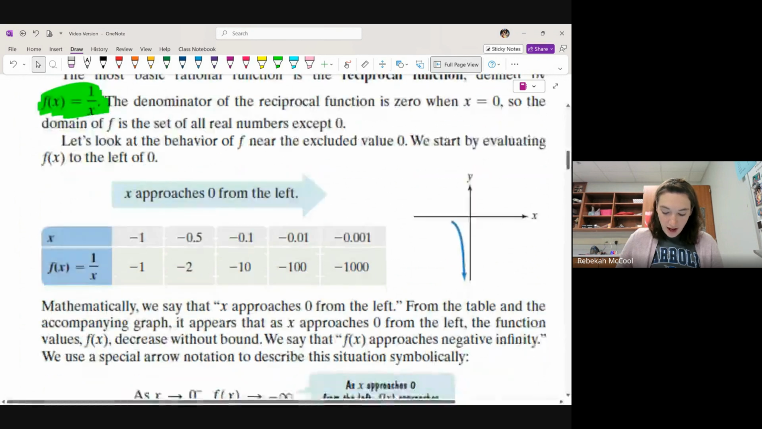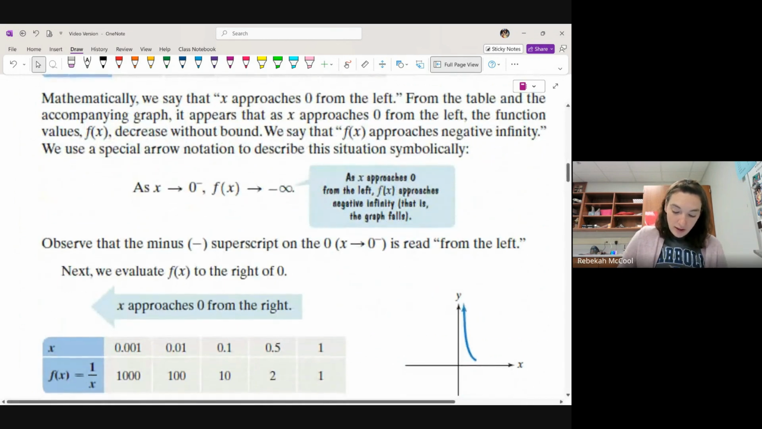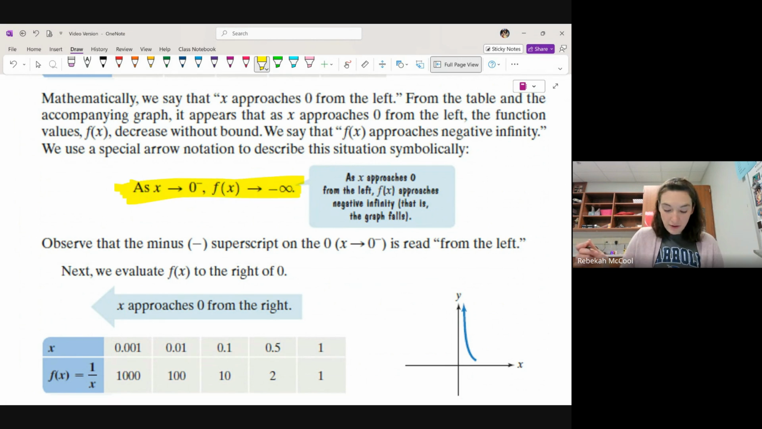So we'd say that as x approaches 0 from the left, we can see from the table and from the graph, the function values, f of x, decrease without bound. They're going down and they're going to continue going down. So we'd say f of x approaches negative infinity. And so symbolically, we're going to have it look like this. As x approaches 0 from the left, f of x goes to negative infinity.